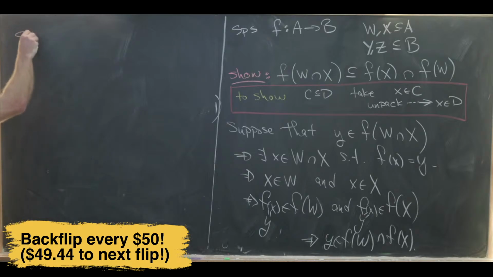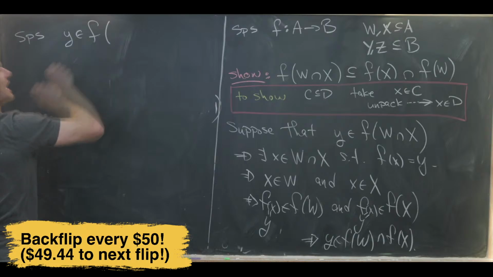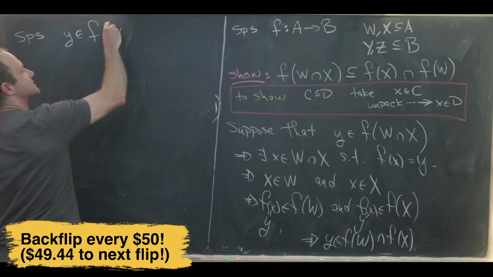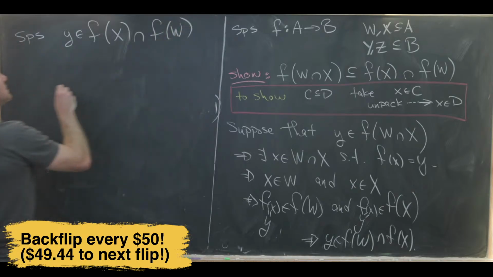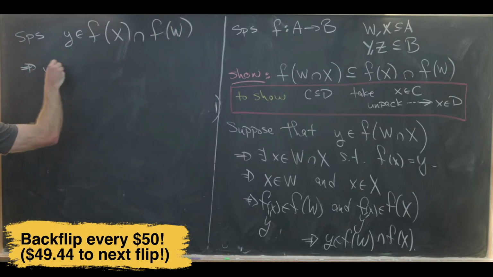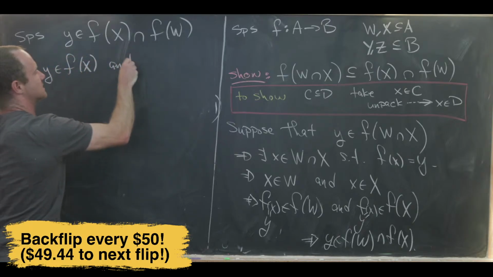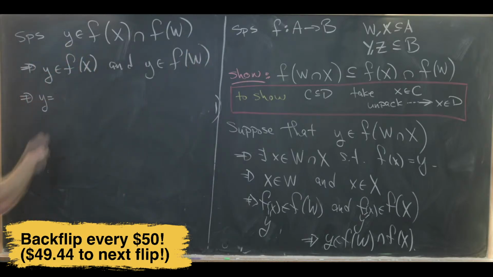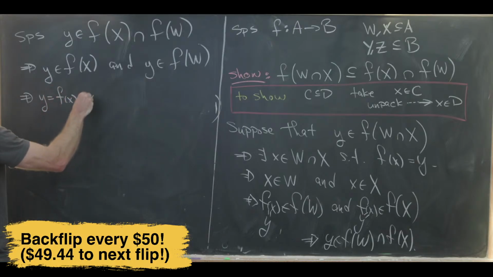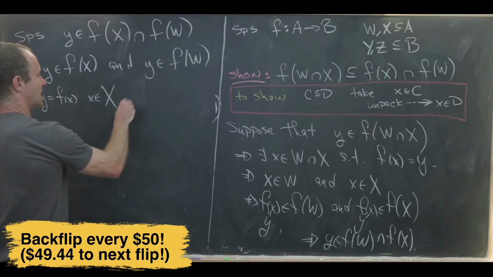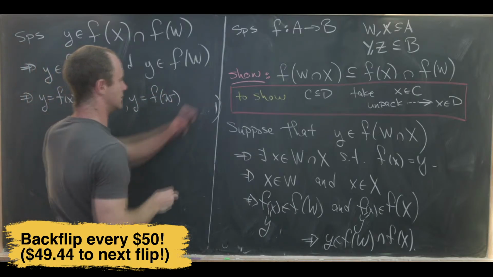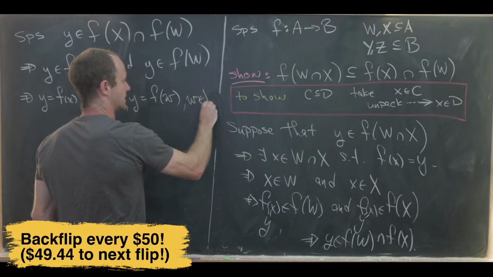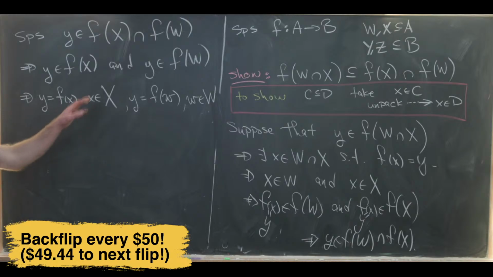Okay. So let's suppose that y is in f of X intersect f of W. So this means that y is in f of X and y is in f of W. But that means that y equals f of little x for x in big X, and y equals f of little w for w in big W. Now what we'd like is for those to be the same, but those are not the same unless we have injectivity.